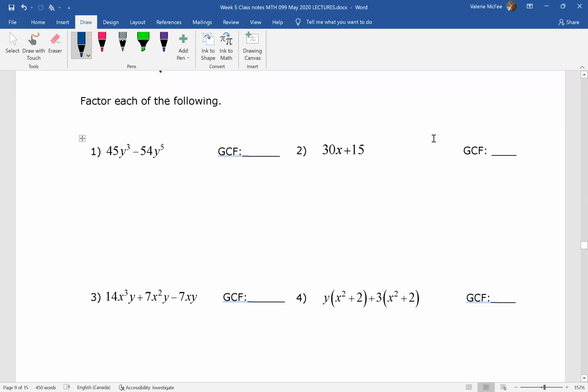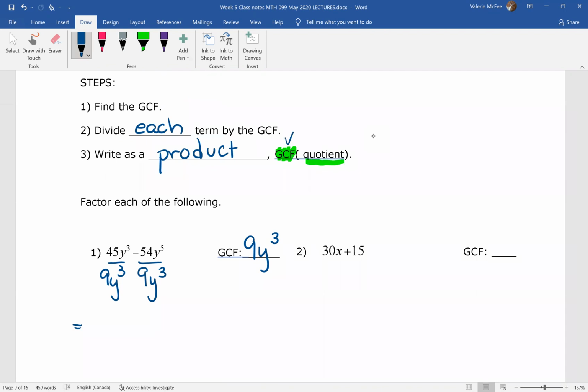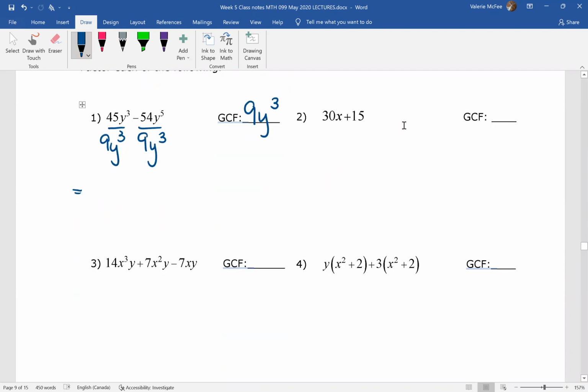So if we look at our first example, here's this polynomial again. We already found the greatest common factor for this. We said it's 9y cubed. The second step is to divide each term by the greatest common factor. And finally, we want to write this as a product of the greatest common factor and the quotient. So we keep the greatest common factor and we multiply by the quotient. We're just dividing monomials here. So we have 5 minus 6y squared.